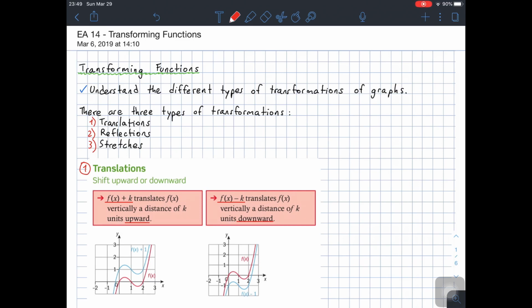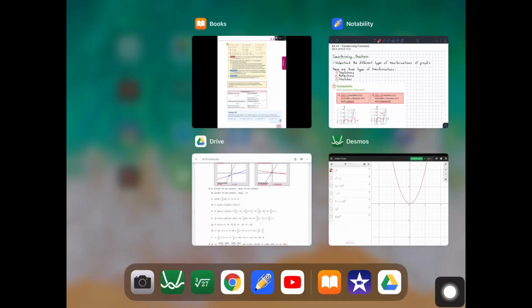So we're going to mainly cover three types of transformations which are covered in the IB program, which are translations, reflections, and stretches. We're going to try to understand what each of these transformations mean by looking at an example I prepared using the application Desmos. So this is the example.